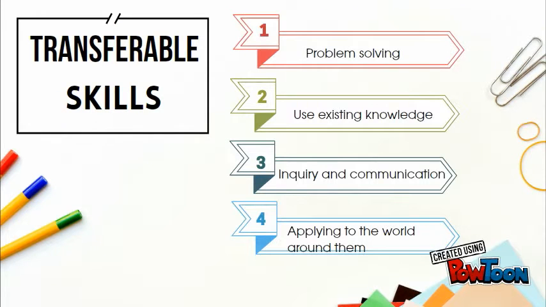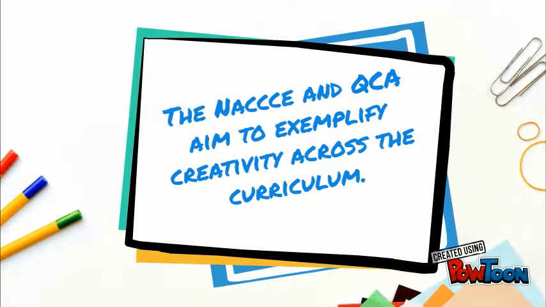As we talked about earlier, this model allows for many transferable skills across the curriculum. Each of these derives from the 5 E's on the previous slide. Problem solving, using existing knowledge, inquiry and communication, and applying to the world around them. QCA and the NACCCE aim to get children to question, explore ideas, and make connections in order for creativity to take place.